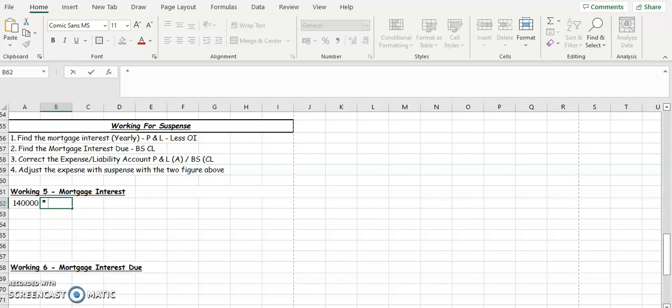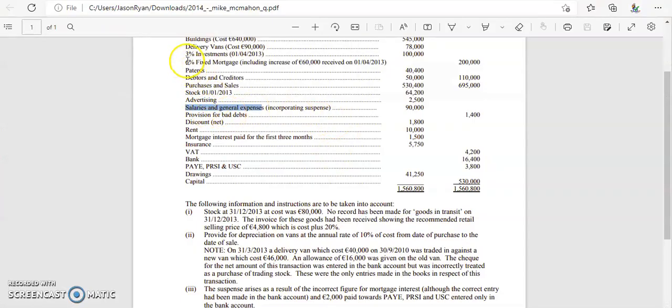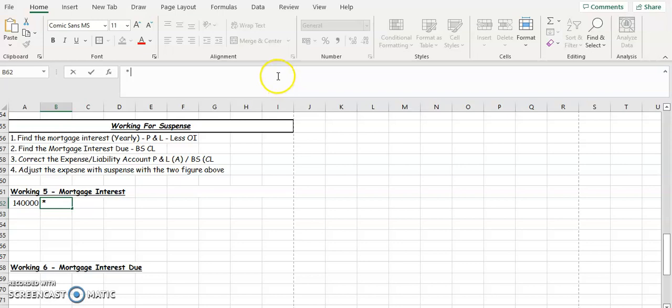So it's going to be 140,000. Our mortgage is going to be 6%. So we're going to multiply that then by 6%. And then we bought another mortgage then. We increased it 60,000. Multiply that by 6%.